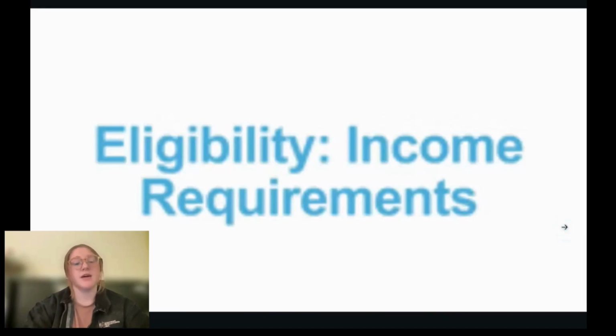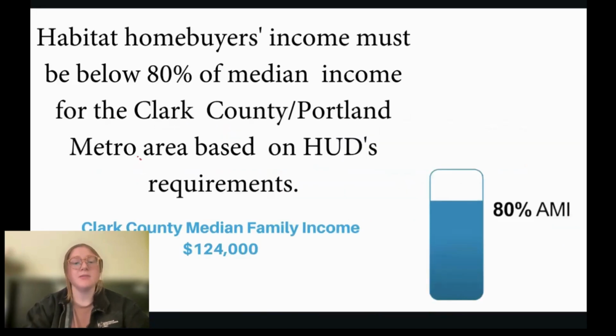So eligibility, income requirements. Habitat homebuyers' income must be below 80% of median income for the Clark County and Portland metro area based on HUD's requirements. And just to quell any fears, the Clark County median family income is actually $124,000. Most of us here at Habitat don't know anybody that makes that on their own. It's a pretty uncommon figure. So chances are most families fall within that 80% AMI range.